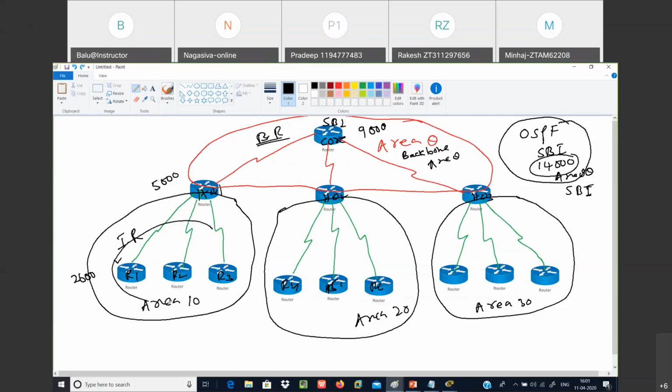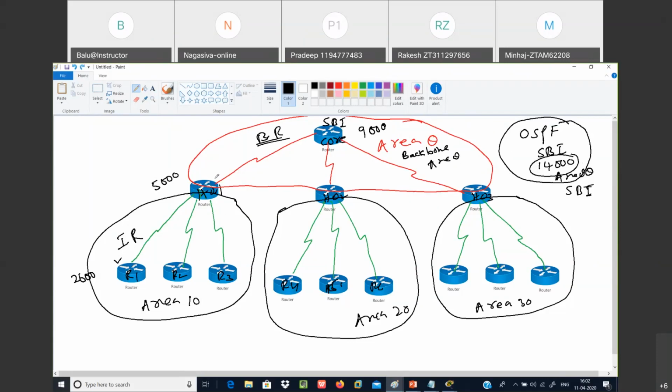So the routers within the area update their link information to the head office router. Head office will update the core router. Now the core router can maintain all routers' information, right? It has very high power, high memory. So the core router can maintain all 14,000 routers' information.